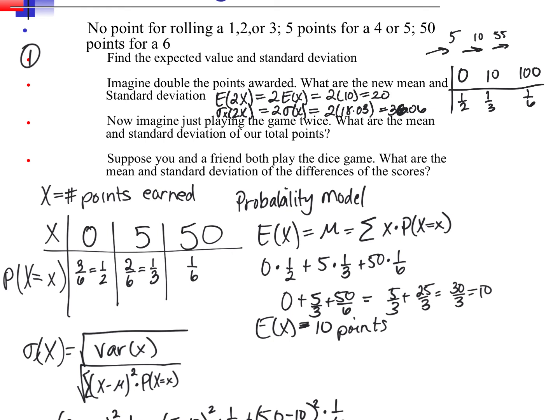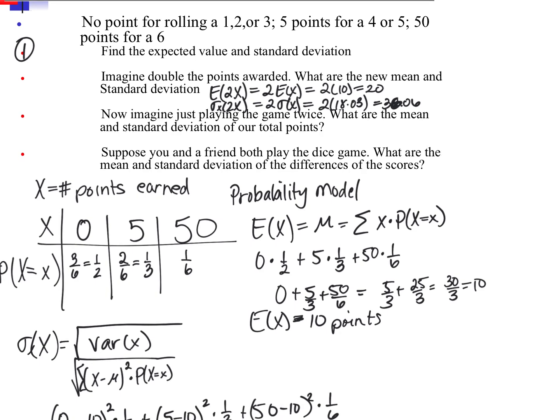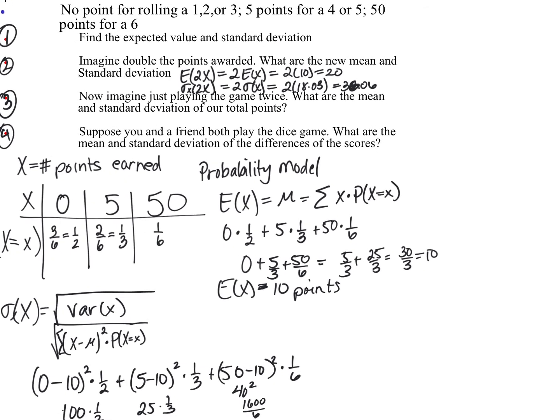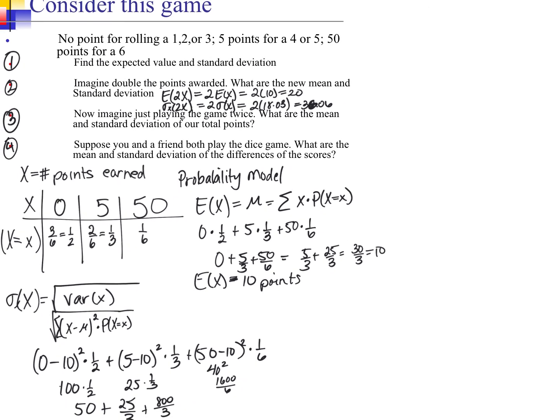And we could test this by actually creating the probability model and then redoing the calculation. And we'll talk in a little bit how to use the calculator to do the calculation. Now, the third here is imagine you played the game twice. What are the new mean and standard deviation for your total points?